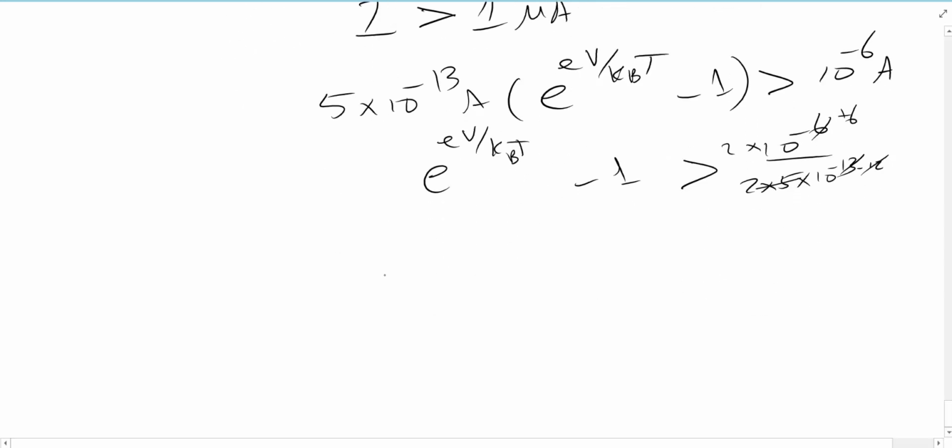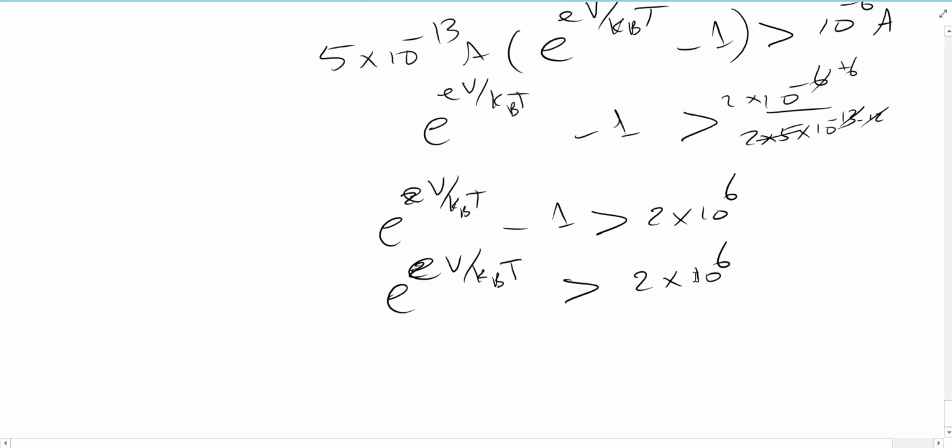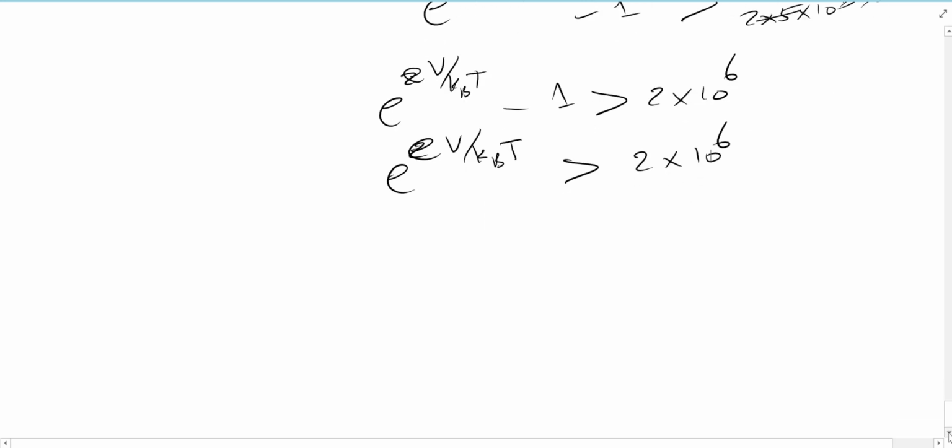So we need this exponential of EV over kBT minus 1 to be more than 2 times 10 to the power 6. Well, the one doesn't matter then if you have things that are more than 2 million. So exponential of EV over kBT must be greater than 2 times 10 to the power 6. It would be fun if you plug in the numbers to get 1,999,999. That's nonsense. Okay, so if it's more than 2 million, it's good enough.